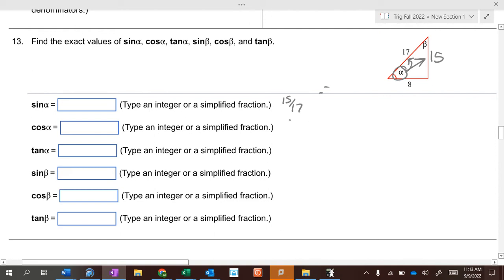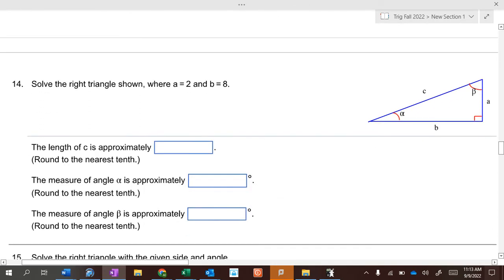Cosine of alpha. 8 over 17. Tangent of alpha. 15 over 8. Now we're going to use beta. Sine of beta. 8 over 17, which is the same as cosine of alpha. Cosine of beta. 15 over 17, which is the same as the sine of alpha. Tangent of beta. 8 over 15. Opposite over adjacent. So you should be, by now, getting comfortable with SOHCAHTOA. You'll do that enough on today's assignment.